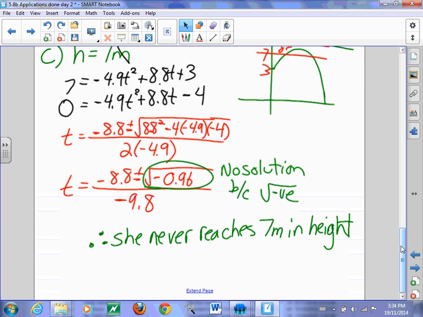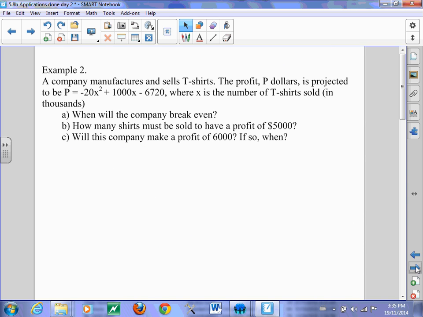All right, there's example 1. Now let's take a look at a second example. This is a business model. So here's a company that manufactures and sells t-shirts. The profit P in dollars is projected to be P equals this equation where X is the number of t-shirts sold in thousands. We've got to be careful. So whenever we solve for X, we've got to add thousands to it. All right, so question number 1 says, when will a company break even?